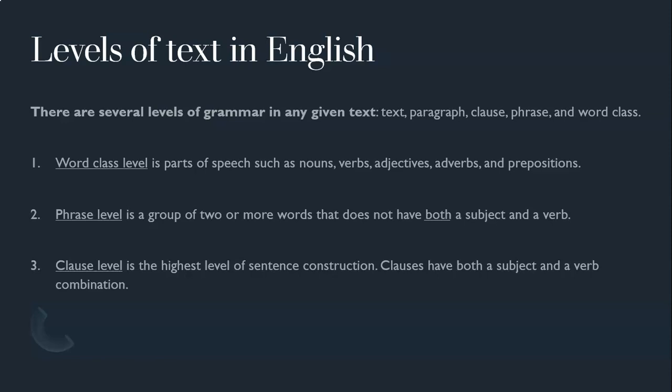Phrase level is a group of two or more words that does not have both a subject and a verb. Clause level is the highest level of sentence construction. Clauses have both a subject and a verb combination.